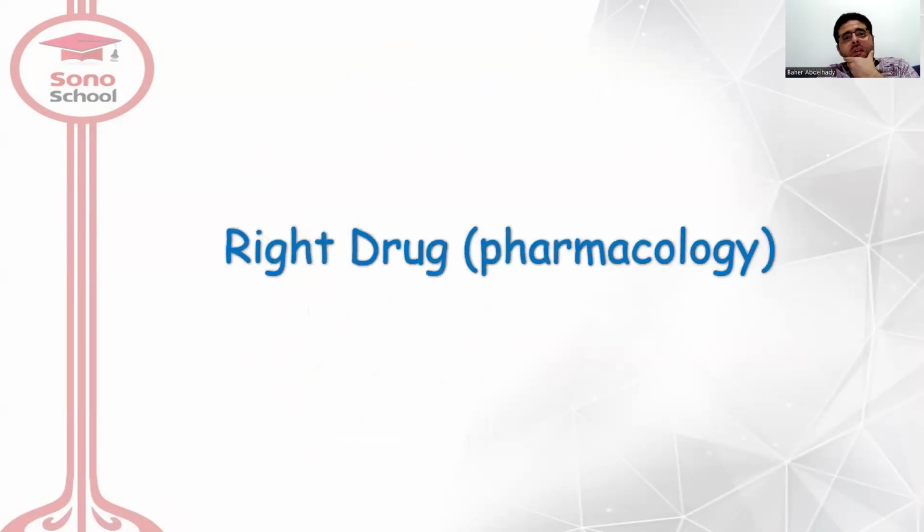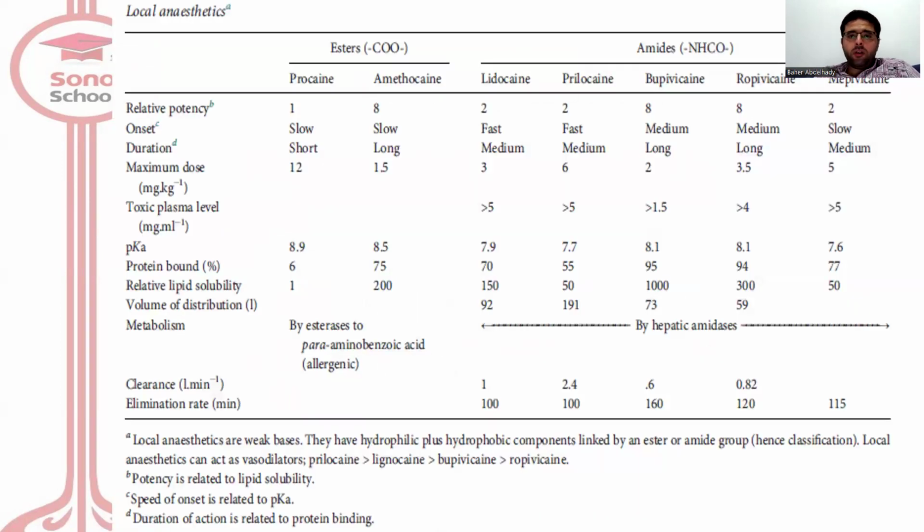What is meant by right drug means pharmacological principles. Local anesthetics are divided into 2 main groups, ester group and amide group. Usually you are using lidocaine and bupivacaine, which are amide group, metabolized in the liver by hepatic amidases. If we look to this table, we will see the dose of lidocaine is 3 mg per kg. For bupivacaine, 2 milligram per kg.